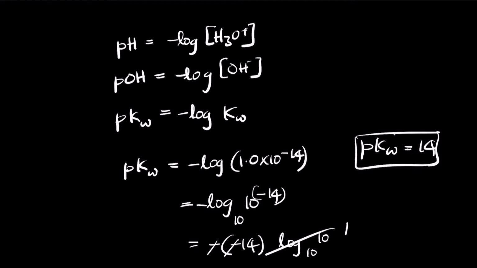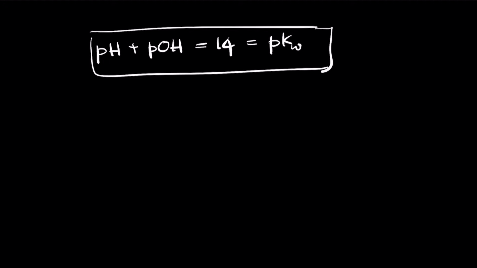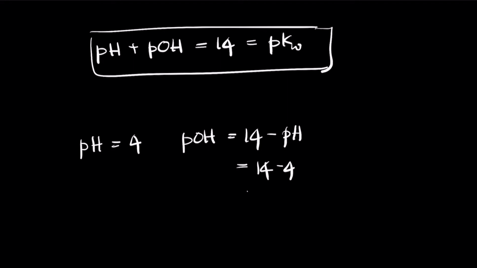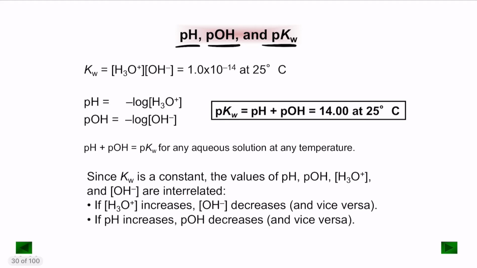So what is the relationship between pKw and pH and pOH? Always remember that the sum of pH and pOH of any solution must always be equal to 14, which is equal to the value of pKw. So for example, if you have a solution with a pH of 4, its pOH can be written as 14 minus pH, which is 14 minus 4, which is 10. So a solution with a pH of 4 has a pOH of 10. This is the idea behind pH and pOH values.